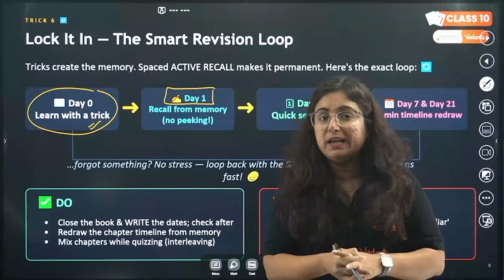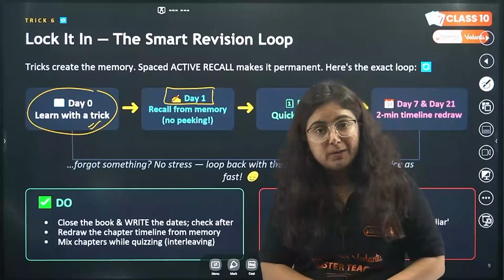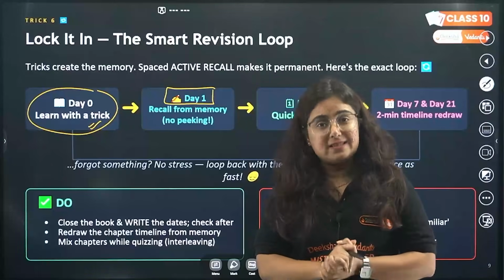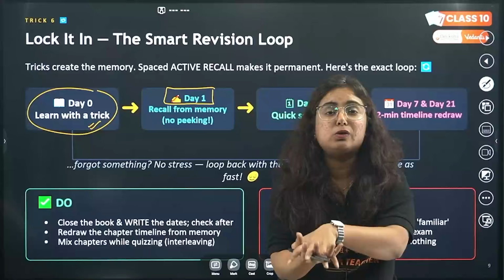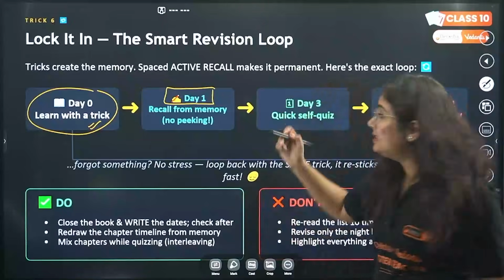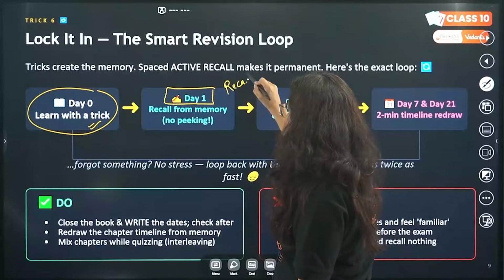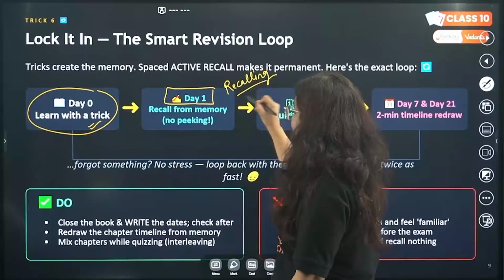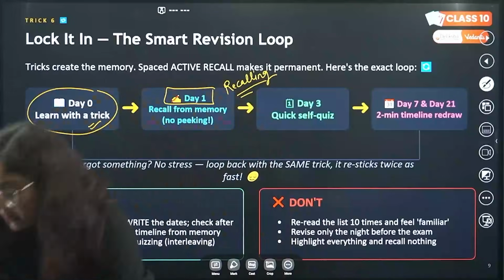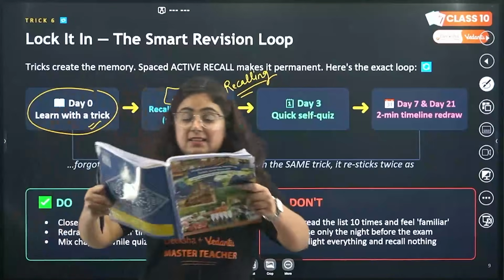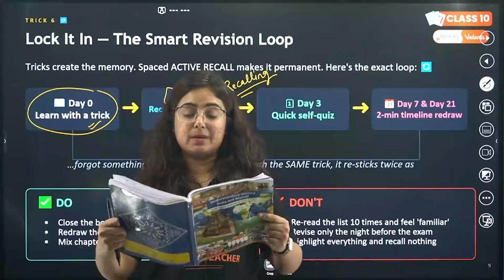And if you are doing it, that is great. And if you're not able to do it, please see that again. After seeing that, close the book and try to recall it. This is known as recalling method, when you're closing the book and trying to recall what you studied. And this is known as remembering method.